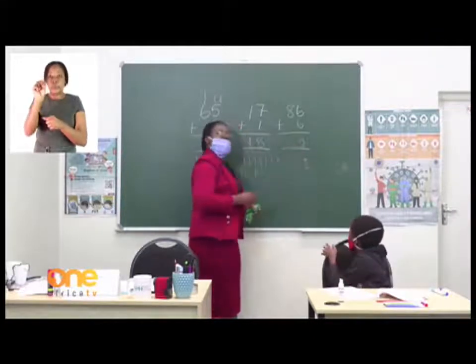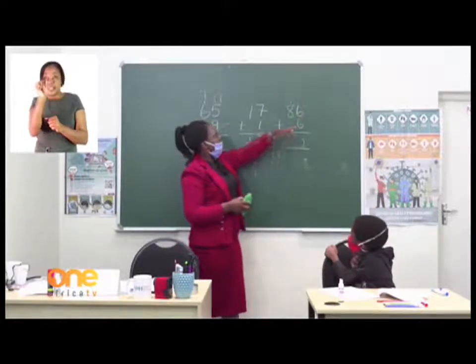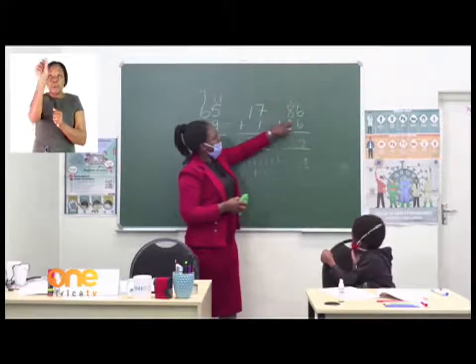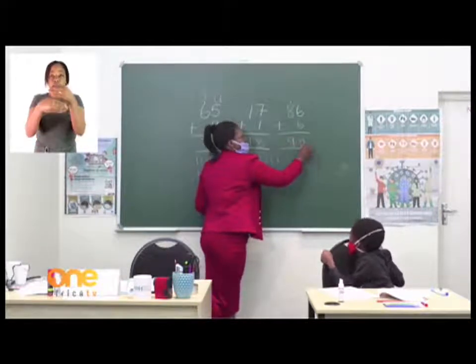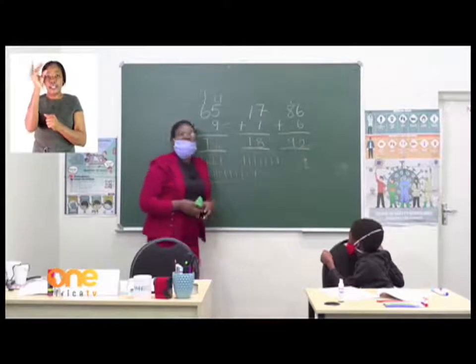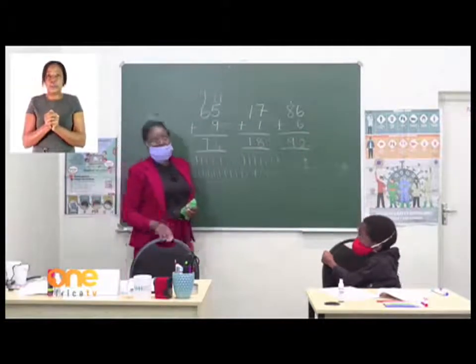And where do I put my 1? It goes on top of an 8. So 1 plus 8 plus nothing here. That is 9. My answer is 92. That is how we get our answers. Don't forget to carry over. Now let's go back to our page.